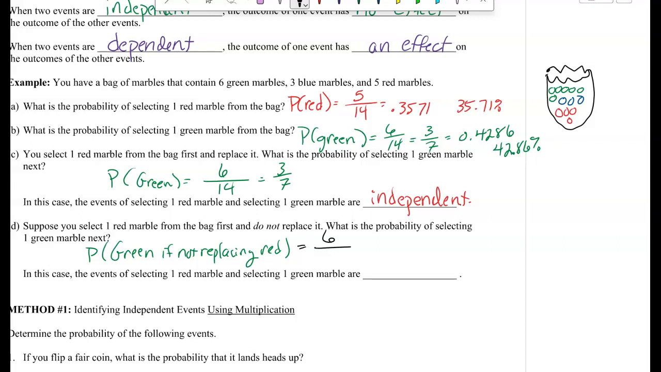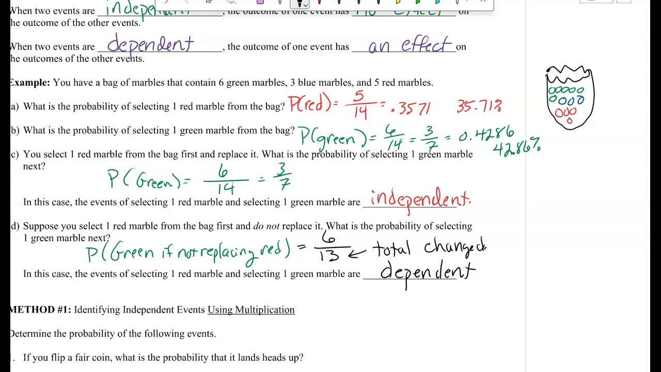This time I get 6 out of 13. What happened? We lost one. The total changed. If the total changed like that, did me not replacing the red have an effect on the probability of getting the green? So this just became what type of an event? Are you seeing where this comes from? Okay, so we have a dependent event.